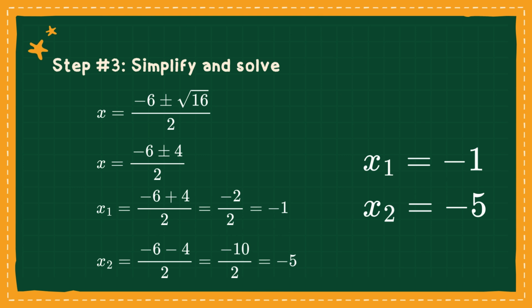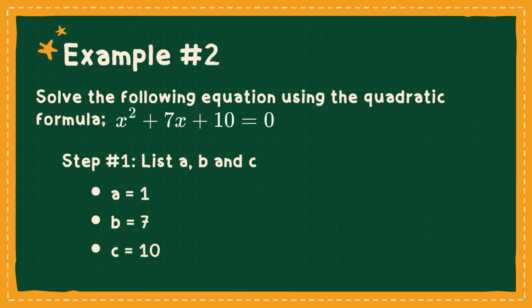Now, don't worry if you don't understand right now. We're going across into another example. All right? So let's go again. Example number 2. Solve the following equation using the quadratic formula. And the equation is x squared plus 7x plus 10 equals 0. Now remember, the first thing we got to do is list our values A, B, and C. So in this case, once again, A is 1, B in this case is a new value, a different value, which is 7, and C is equal to 10.